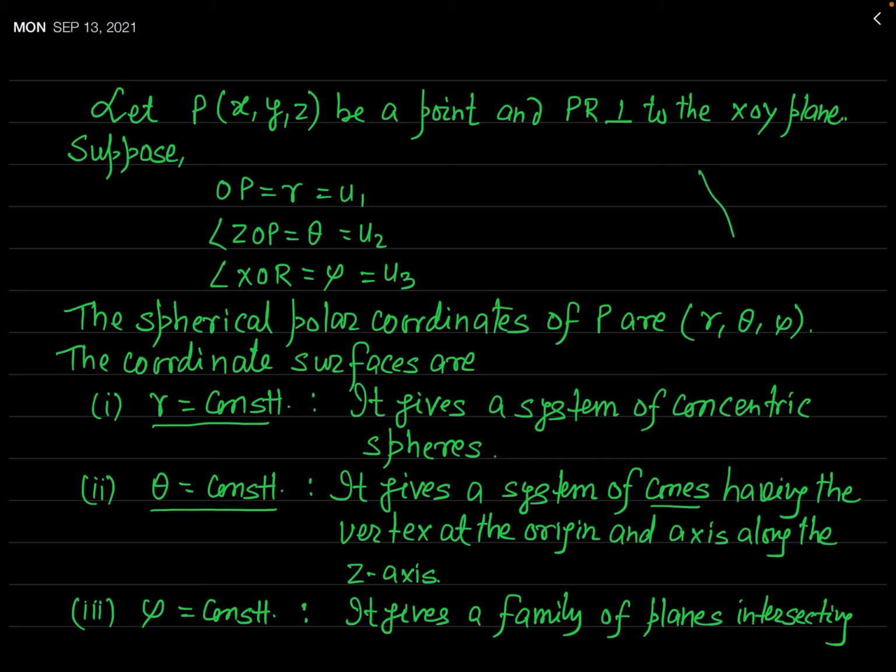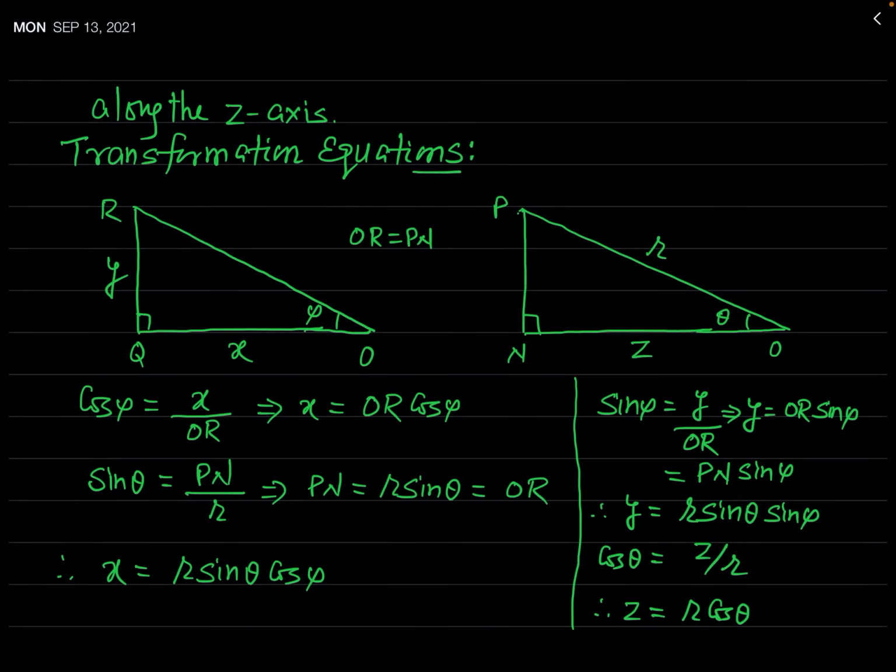You can say this cone will be like this. This has a vertex at O, and the z-axis is its axis. And similarly, the third coordinate surface is represented by the equation phi equal to constant. And actually this gives a family of planes intersecting along the z-axis. So these are the coordinate surfaces.